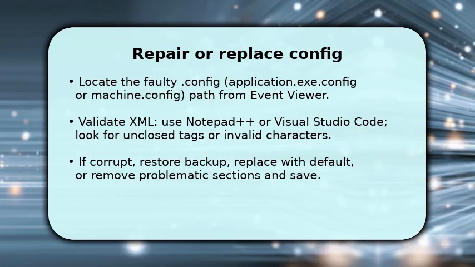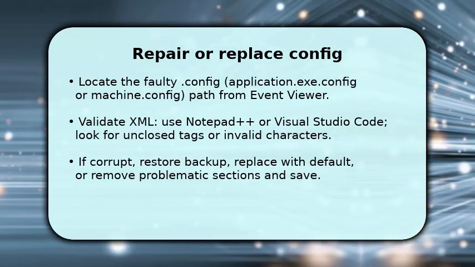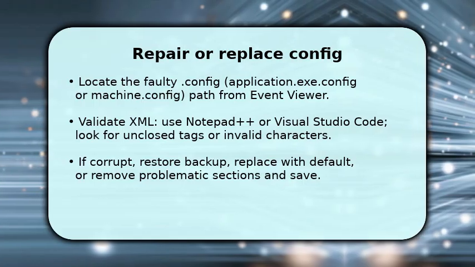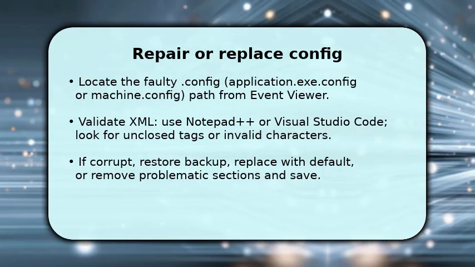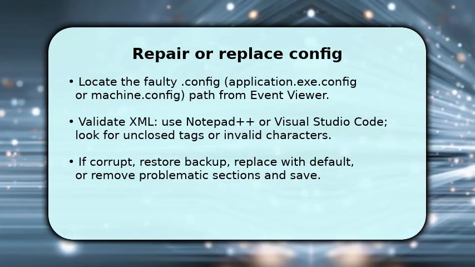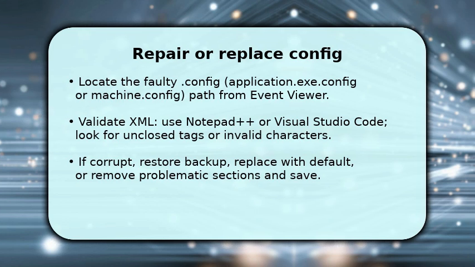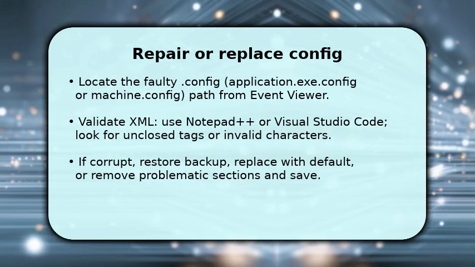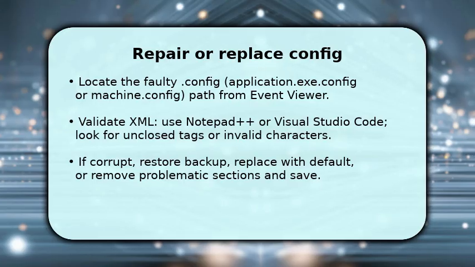If you find corruption, restore a known good backup or copy the default config from another installation. Alternatively, remove only the problematic section and save. Make sure to keep a backup of the original file before edits, so you can revert instantly if needed.